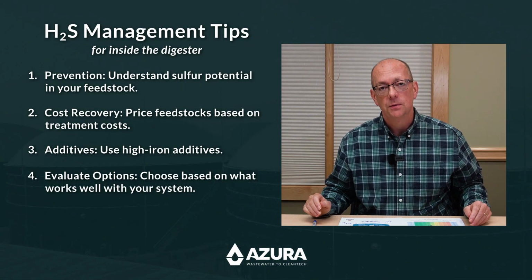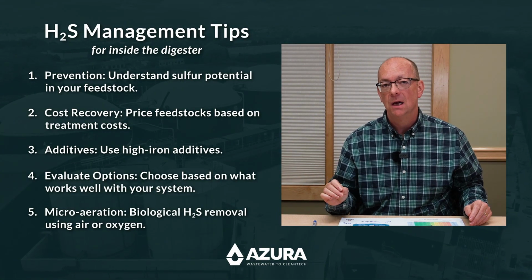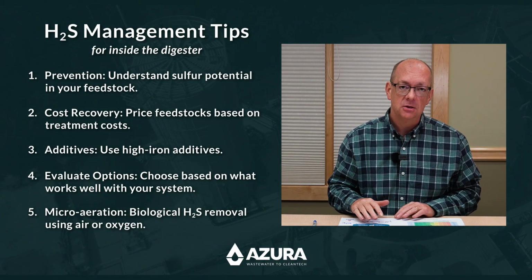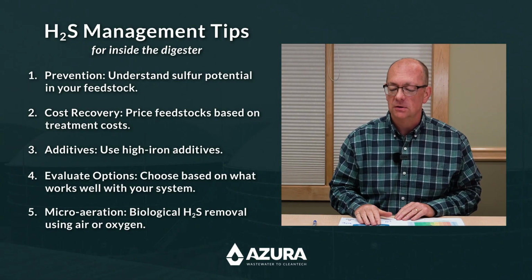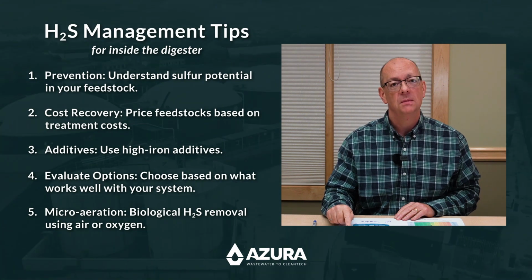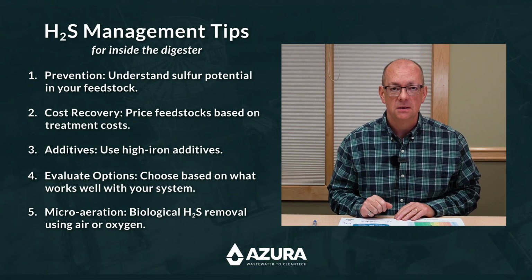The other thing some folks do is they add what's called micro aeration. So that's adding a small amount of air or purified oxygen into their digester systems to biologically treat some of that sulfur inside the digester tank. Other folks will treat that high sulfur in the gas stream, either on the way to the CHP or on the way to the RNG system as well.